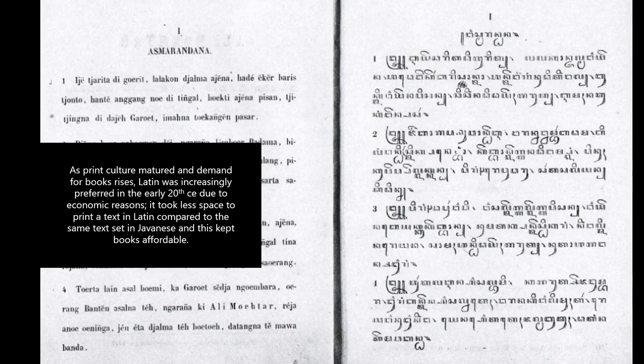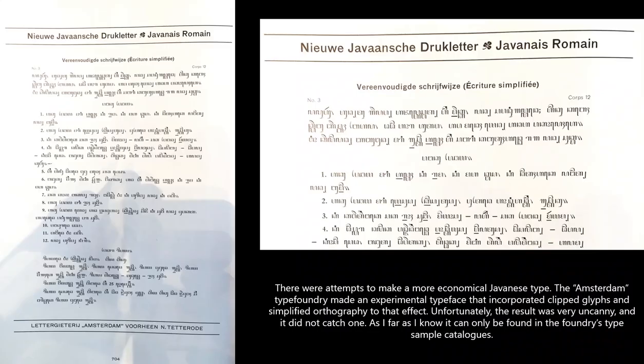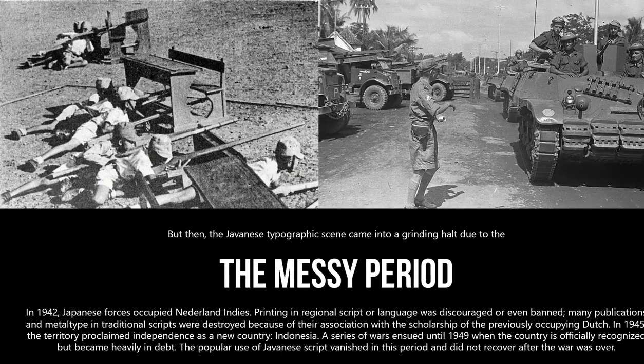Printing in Latin at the time kept books affordable to the general populace, which are often proficient in both Latin and Javanese script anyway. There were attempts to make more economical Javanese type, such as this one by the Amsterdam Type Foundry, but the result was very uncanny and it did not catch on. Then, while all of this is going on, the Javanese typographic scene came into a grinding halt due to the messy period. The popular use of the Javanese script vanished in this period and did not recover after the war was over. And that sadly brings us to the decline of the Javanese script.